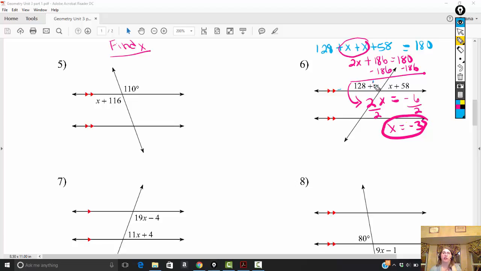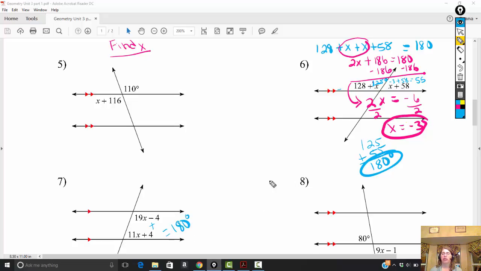Let me write that in a different color. I would get 125. So let me say what I just did. I took negative 3 and substituted in for x. 128 plus a negative 3 would be 125. And then if I put negative 3 in here plus 58, that would equal 55. Together, 125 plus 55 equals 180 degrees. So again, it's checkable. These two right here are consecutive interior angles, so they also add to equal 180.